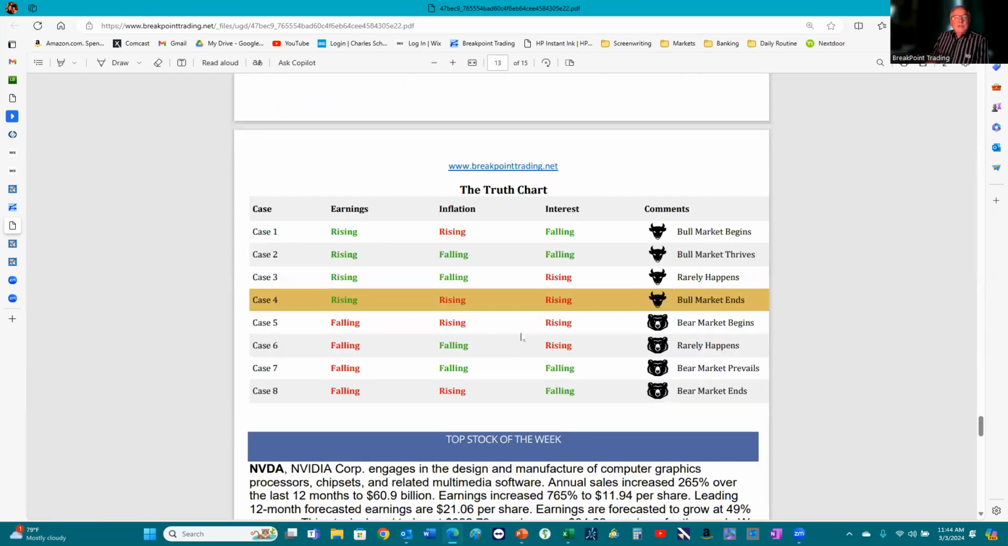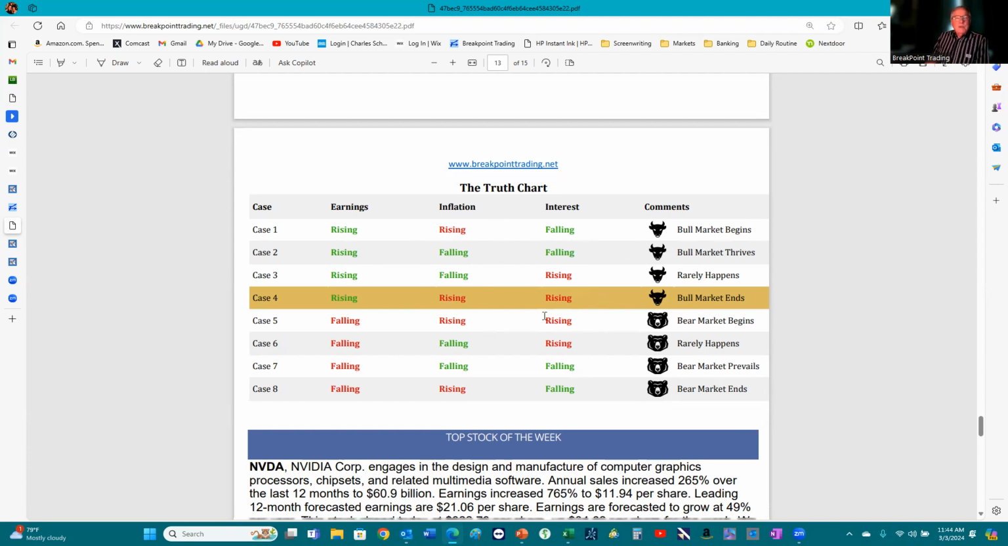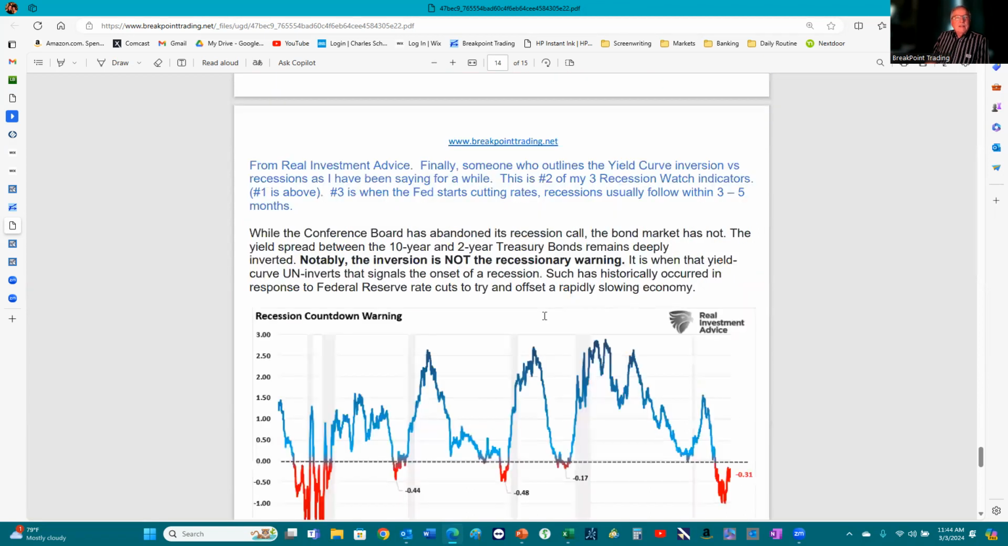What else do I have? This one here was interesting. The truth chart in VectorVest changed. It was bull market thrives, and then it was rarely happens, and now it's bull market ends. So we'll see if the next thing is bull market begins. I mean, it could go back up again, but interesting that that occurred.